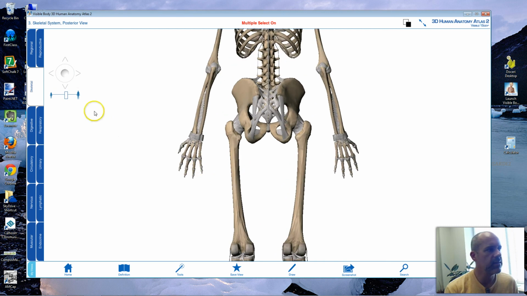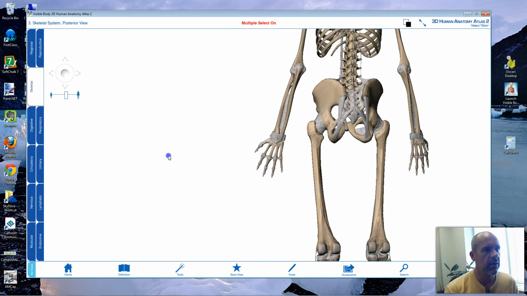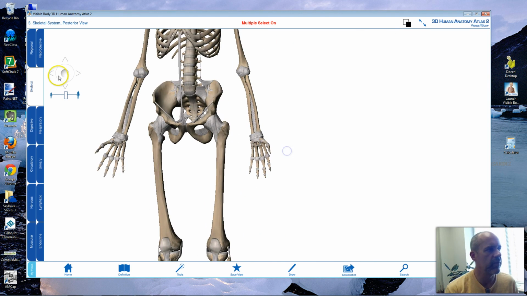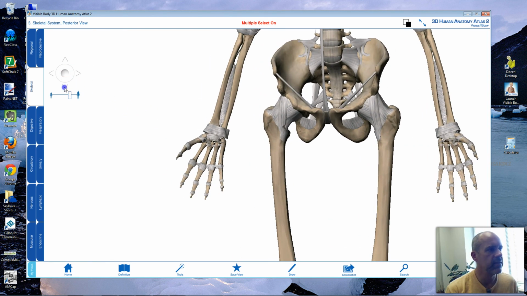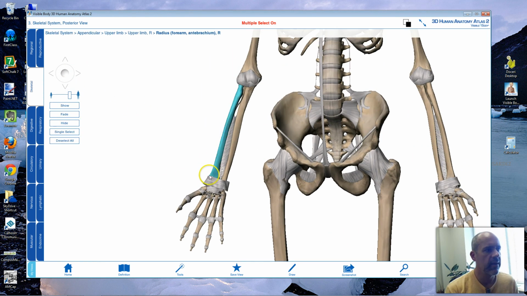All right, and then the radius over here. Let me see, rotate around. I actually started on the back side of the skeleton. Here's your radius. Let me get rid of my ligaments again so we can see the radius better.